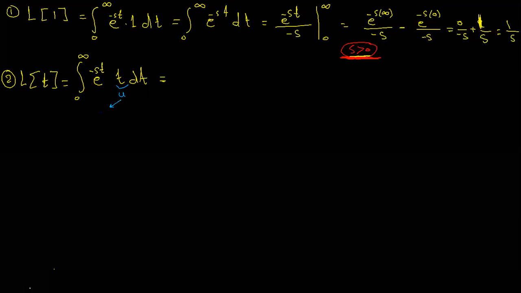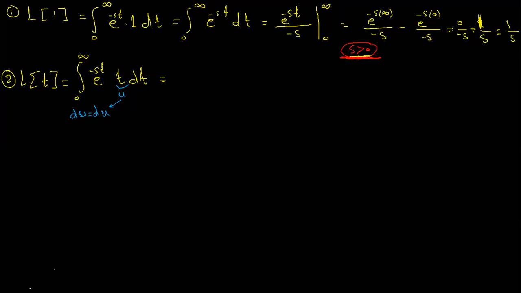So du equals dt. And I'm going to choose e to the negative st dt to be dv. That will give me my v, it is e to the negative st, as Islam said, divided by negative s.